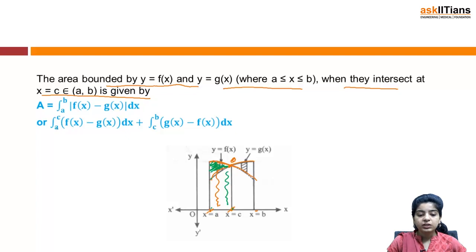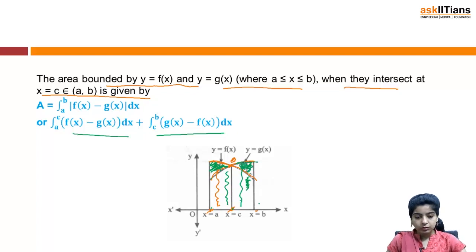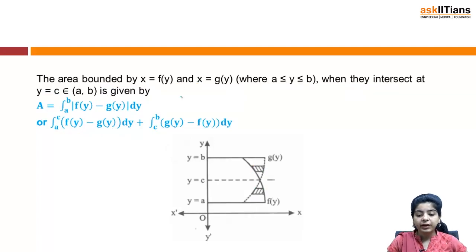So you will have it as integral A to C (f(x) minus g(x)) plus integral C to B (g(x) minus f(x)), on the basis of the same concept. Like we will have C to B, you will have g(x), this area minus this area, so you will ultimately be left with this area. Now parallel to this case, we will have area bounded by x equal to f(y) and g(y). You can have area as integral A to B mod of f(y) minus g(y) dy, or you can split it up like A to C (f(y) minus g(y)) plus C to B (g(y) minus f(y)) dy.